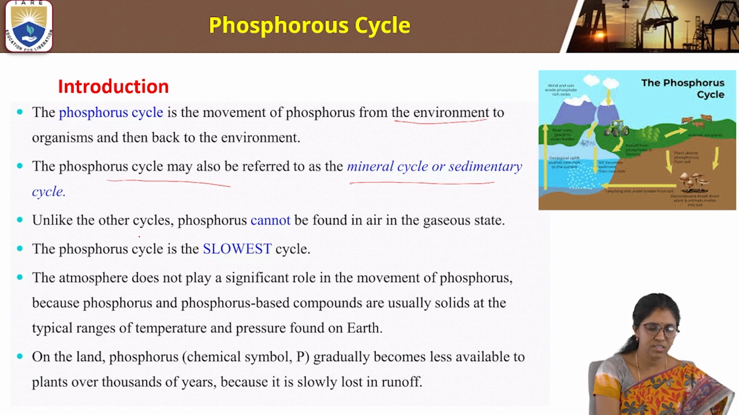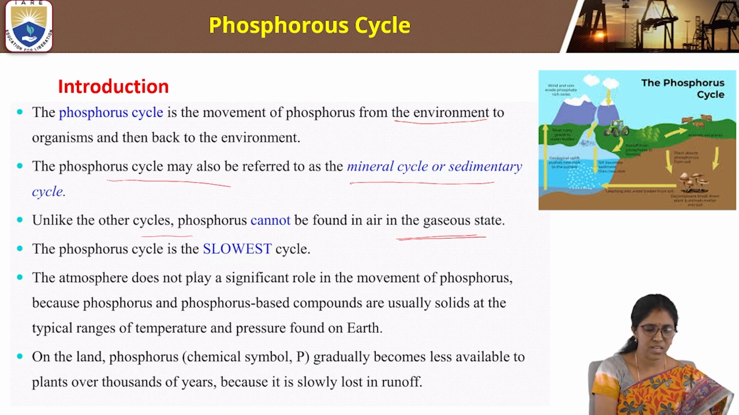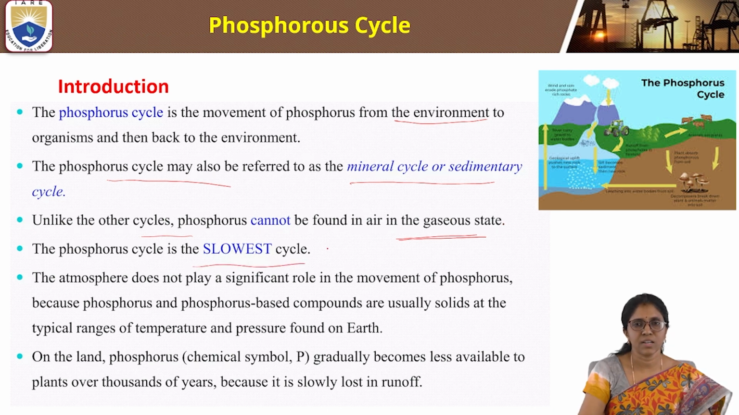Unlike the other cycles, like the nitrogen, oxygen, and carbon dioxide cycles, phosphorus cannot be found in air in the gaseous state. The phosphorus cycle is also the slowest cycle.